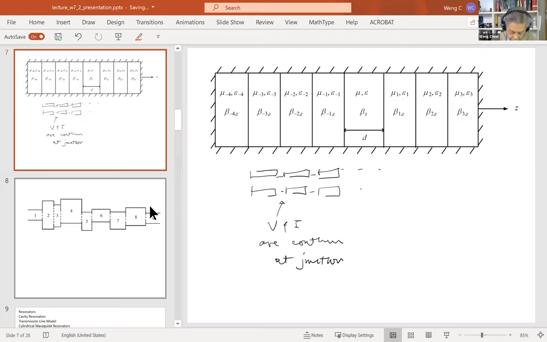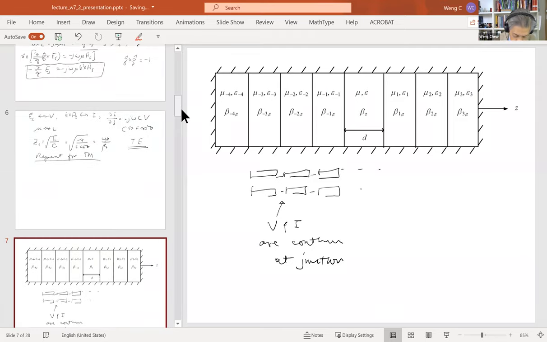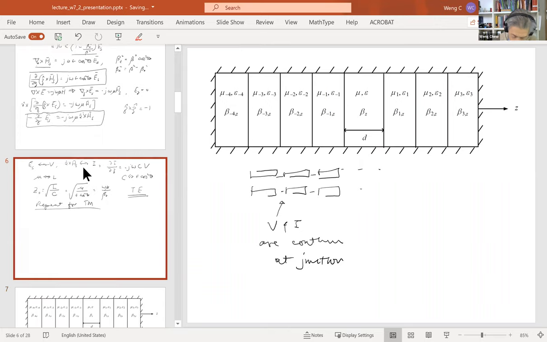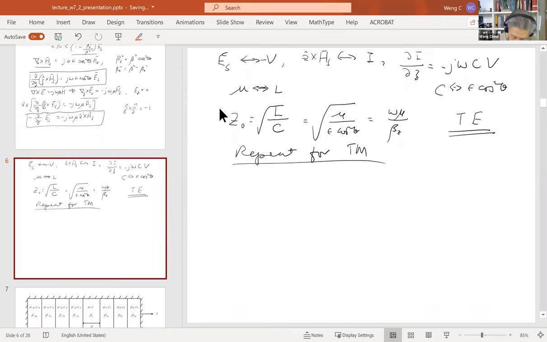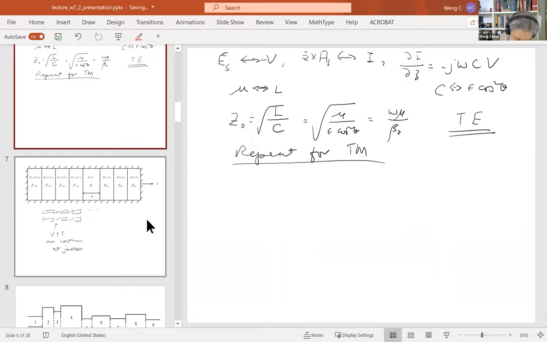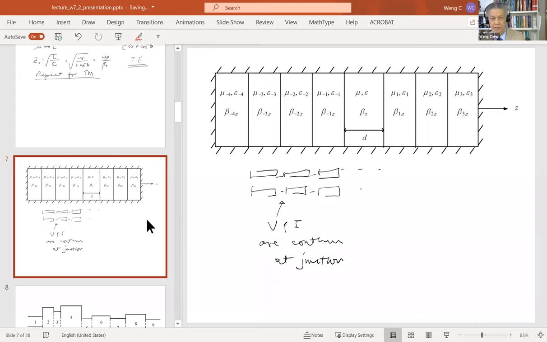Okay, and if you go back and look at the equations again, V and I being continuous just means that Hs is continuous, Es is continuous. If I is continuous, tangential H is continuous. If V is continuous, tangential E is continuous across the junction. So this is fine and dandy. Everything is good. Replace with transmission line, and if you solve this transmission line problem, all the voltages are guaranteed to be continuous at this junction. And all the currents are also guaranteed to be continuous at this junction.